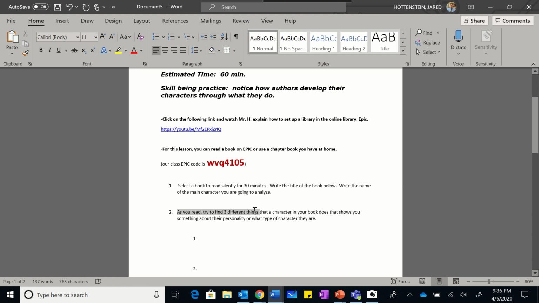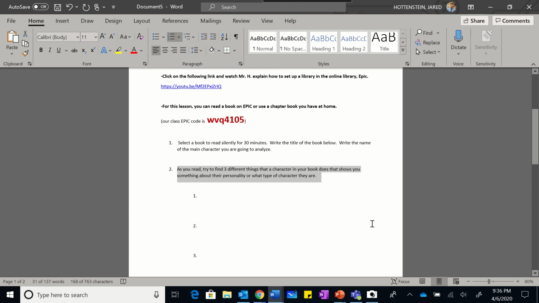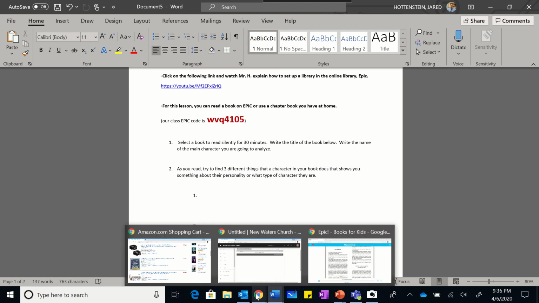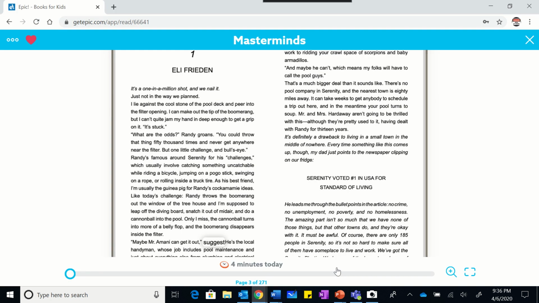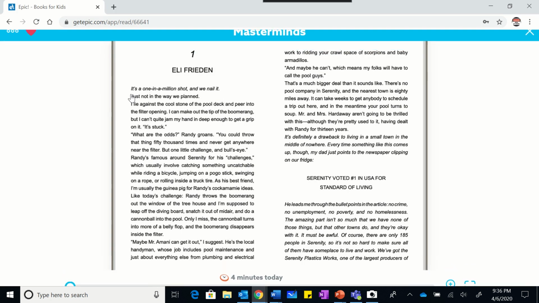As you read, you want to try and find 3 different things that a character in your book does that shows you something about their personality or what type of character they are. And I would type them below. So as I read, I'm looking for at least one thing. And if I can get 3, great. So let's just get started with Masterminds.